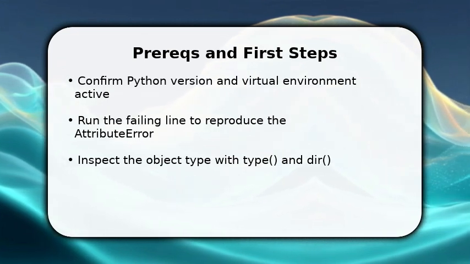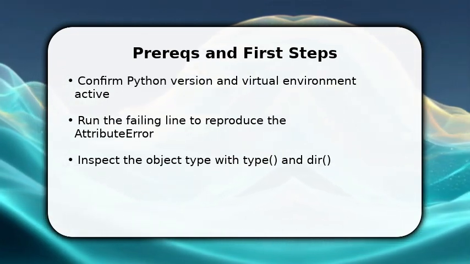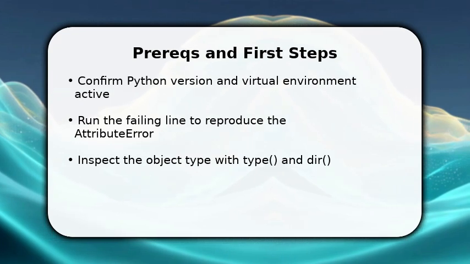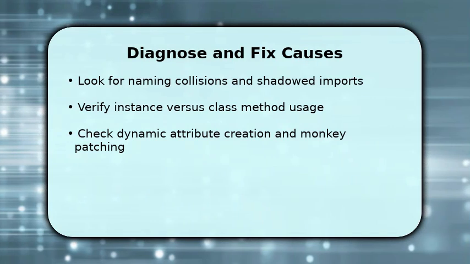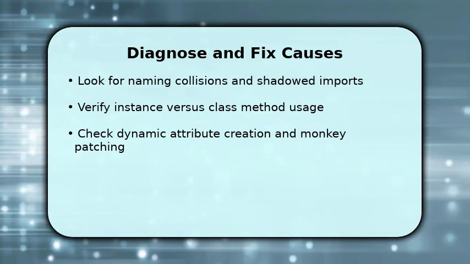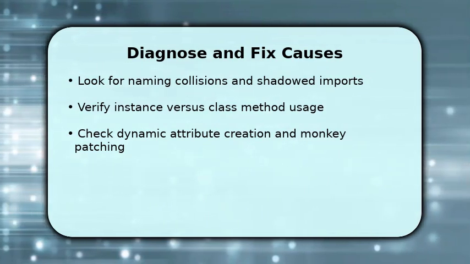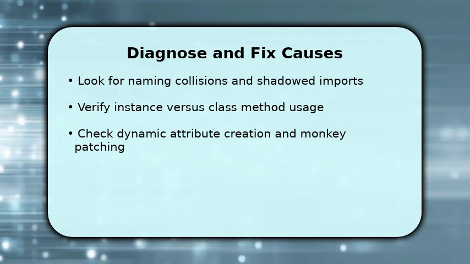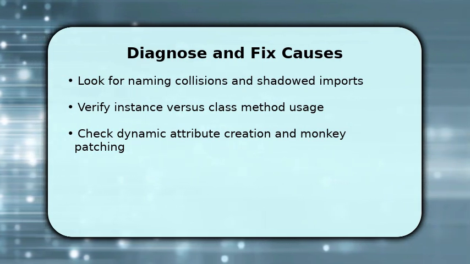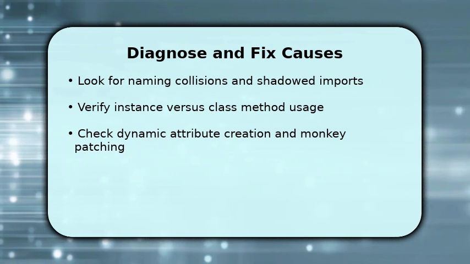If you see an unexpected type, trace where that object is created so you can change the construction or the call site without guessing. You now narrow down the cause by comparing what you expected the object to be versus what it actually is. If a variable shadows a module or function, rename it. If you called a class attribute on an instance or vice versa, switch to the correct access pattern.